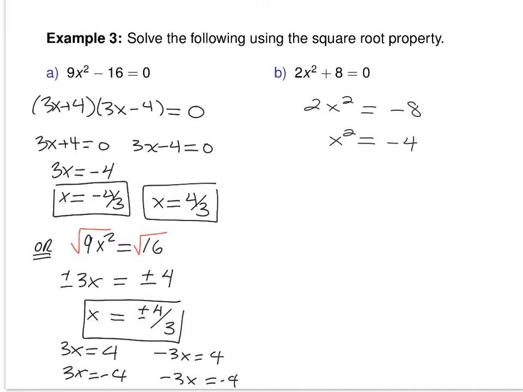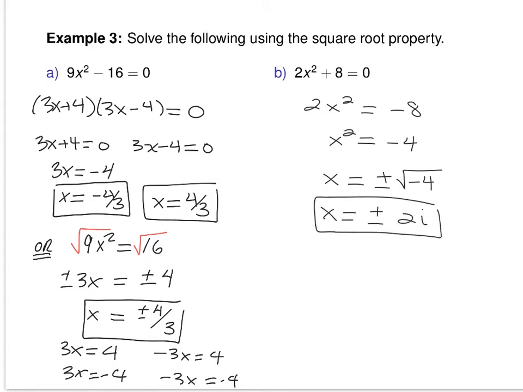Well, that's impossible, but we did learn about i's yesterday, right? So you can use those, yes. You say x is equal to plus or minus the square root of negative 4. So x equals plus or minus 2i. That's the reason to go over imaginary numbers, is that some solutions to quadratics are imaginary numbers. They're the only numbers that work. So yes, you will have i's in some of your answers.